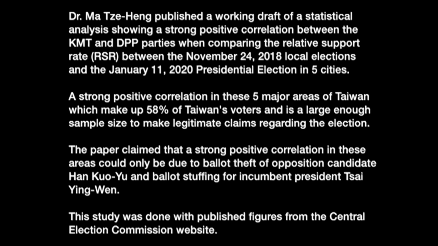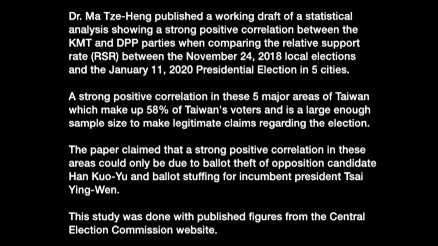Dr. Ma Ziheng published a working draft of a statistical analysis showing a strong positive correlation between the KMT and DPP parties when comparing the relative support rate between the November 24, 2018 local elections and the January 11, 2020 presidential election in 5 cities. A strong positive correlation in these 5 major areas of Taiwan, which make up 58% of Taiwan's voters, is a large enough sample size to make legitimate claims regarding the election.